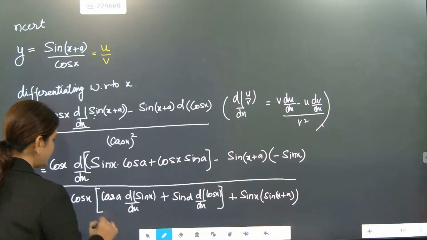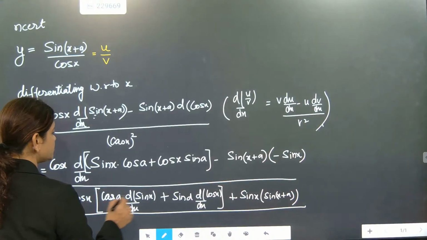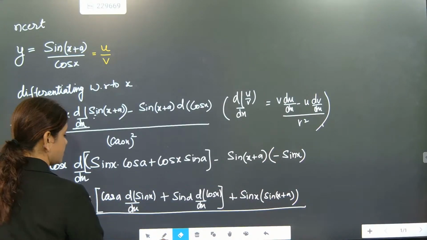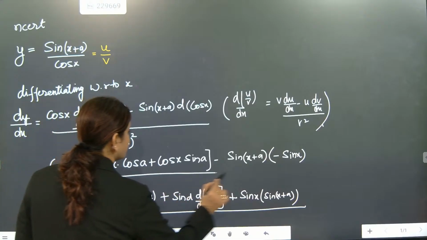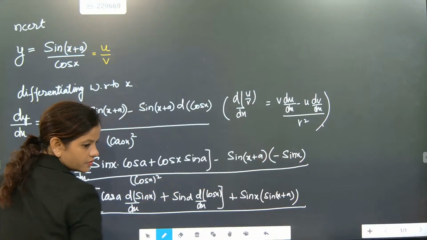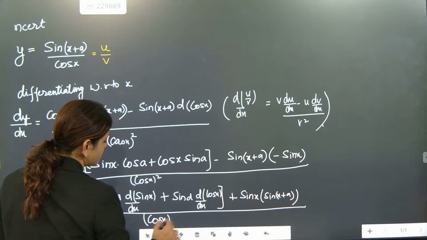Done. And the denominator part, what will become? It will become the denominator section. I think I did not write it. I need to write it. cos x whole square. So this part also will become cos x whole square.